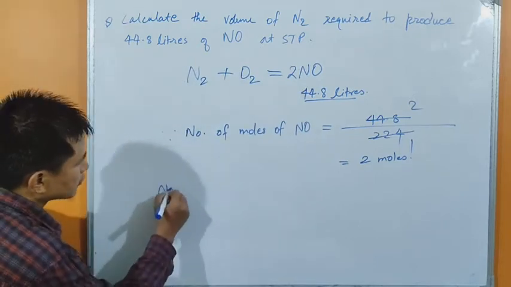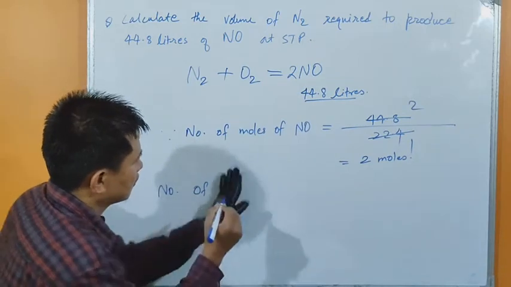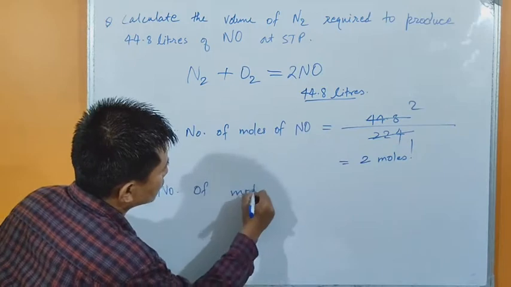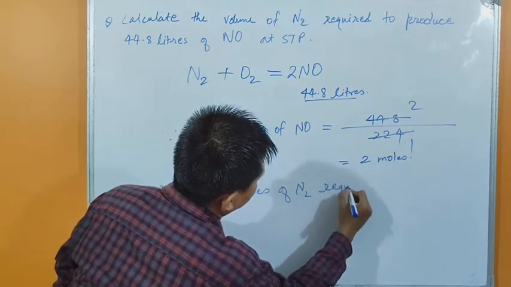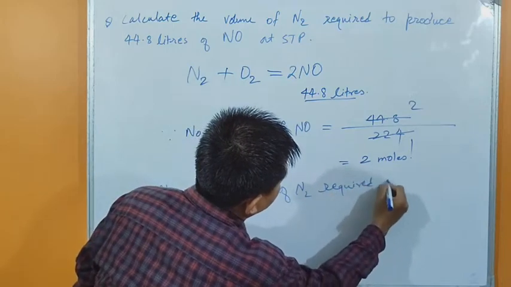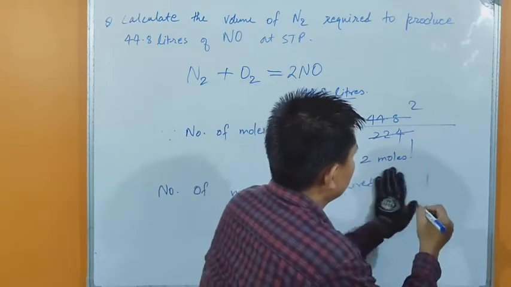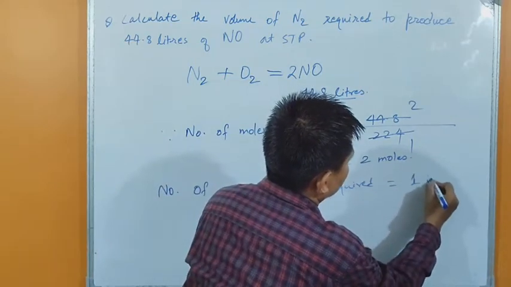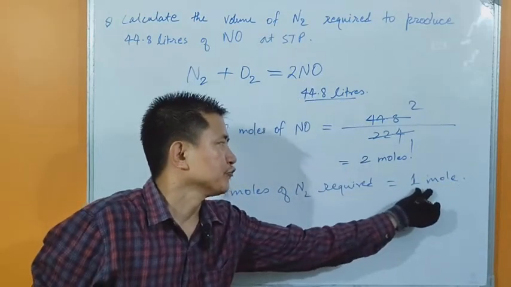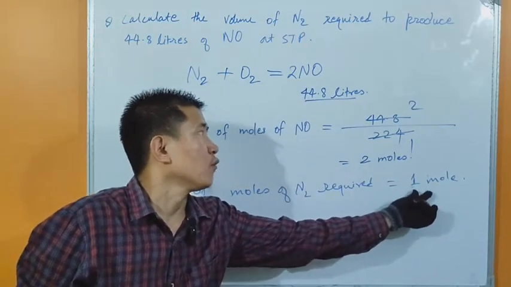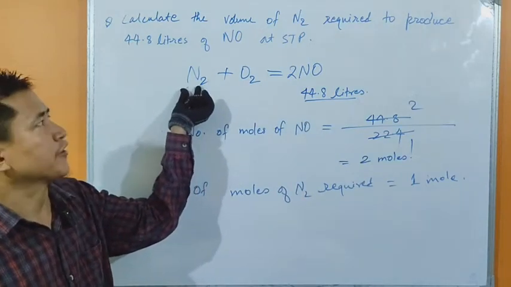The number of moles of nitrogen required is how much? 1 mole equal to 1 mole, isn't it? So we need to find the volume of 1 mole of nitrogen gas. Volume of 1 mole of nitrogen gas. Okay.